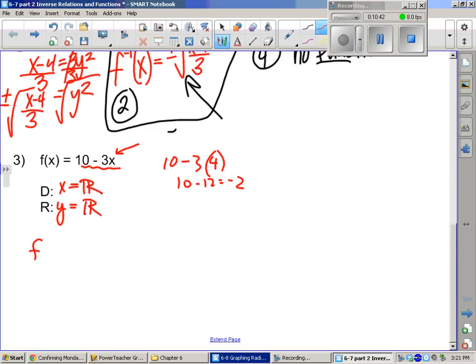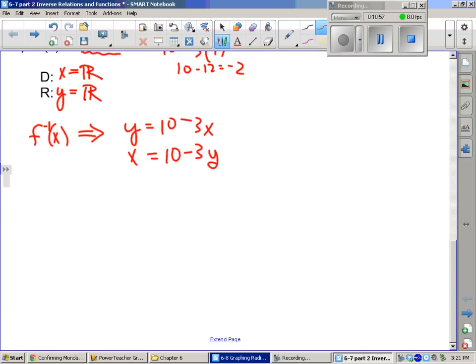Okay, so the next thing we have to do is find the inverse. So switch the x and the y. So the inverse of our function. All right, here's how we're going to do it. So I'm going to make it y equals 10 minus 3x, that's just the original. So x equals 10 minus 3y.